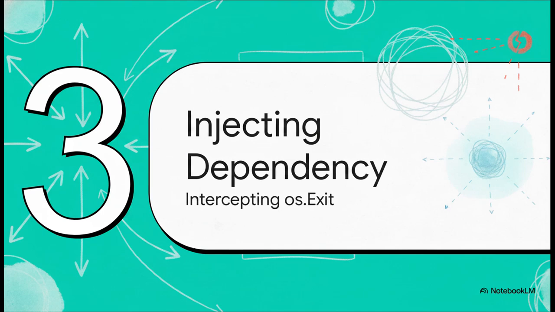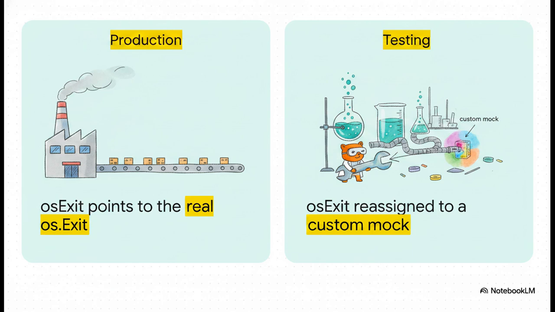Part 3. Injecting the exit dependency. Now, what's really interesting about this slide is how this variable actually solves our runtime issue. Because osExit is a dynamic variable, the Go compiler doesn't strictly lock in which function is going to be called during execution. It just knows, hey, I need to call whatever executable code happens to be sitting inside that variable at this exact millisecond. Think about the contrast here.